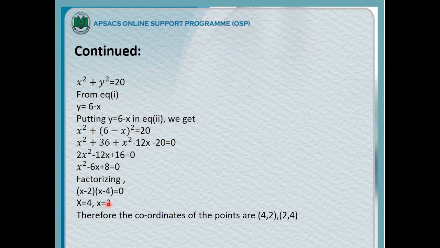Now, by putting the values of x in this equation, y is equal to 6 minus x, we will get the values of y. Therefore, the coordinates of the points will be 4, 2 or 2, 4.